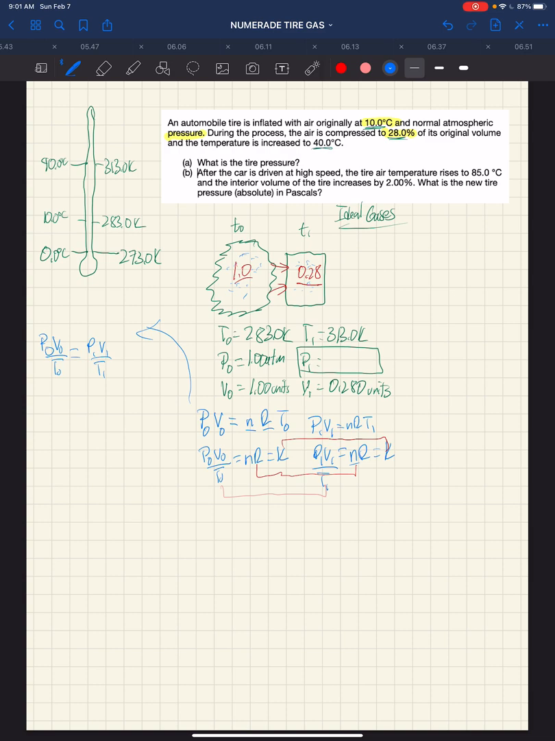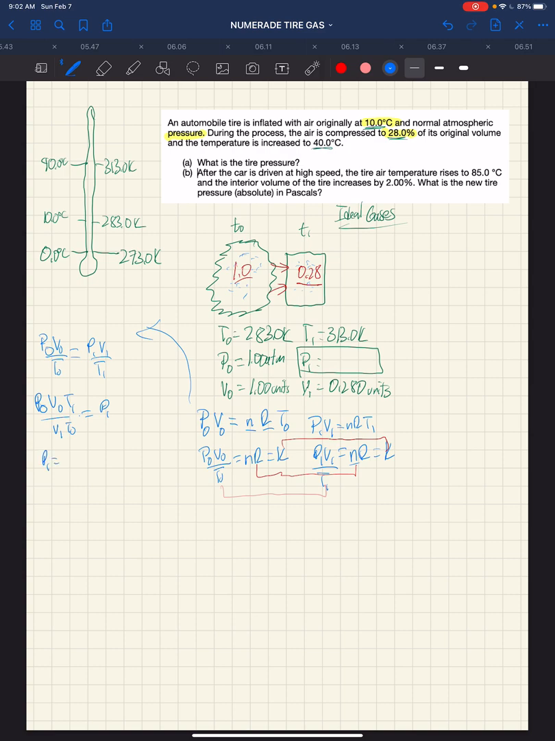Yes, it is the combined gas law. But it comes from the ideal gas law. And that's why we can use this combined gas law, because it comes from the ideal gas law. So what we are looking for here is P1. So solving for P1, we get P0 V0 T1 all over V1 T0. It's going to equal P1.